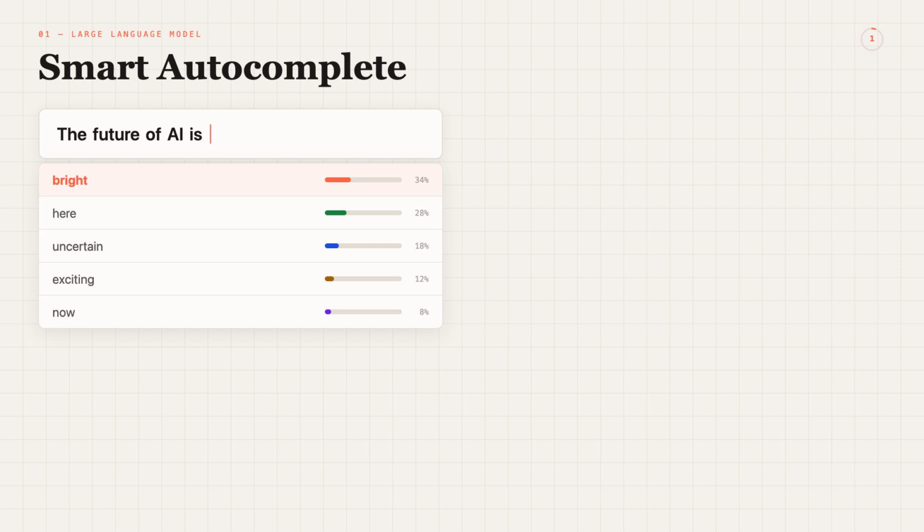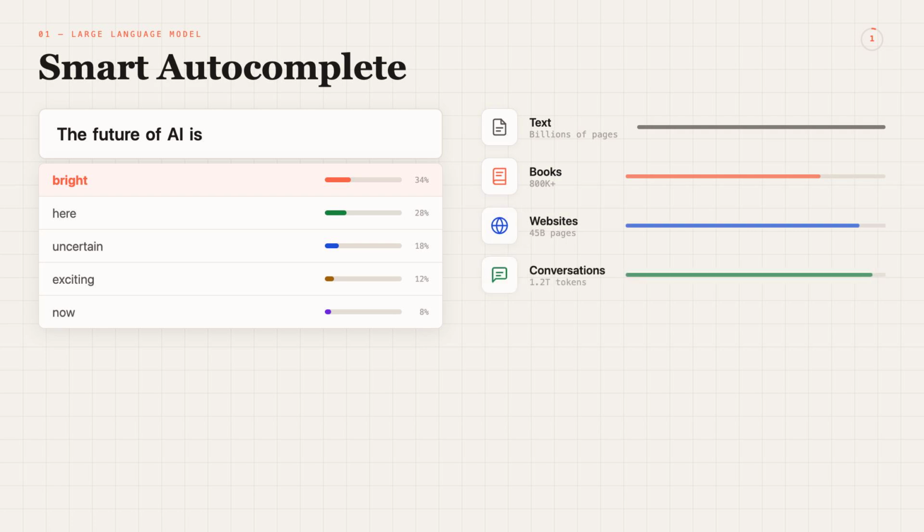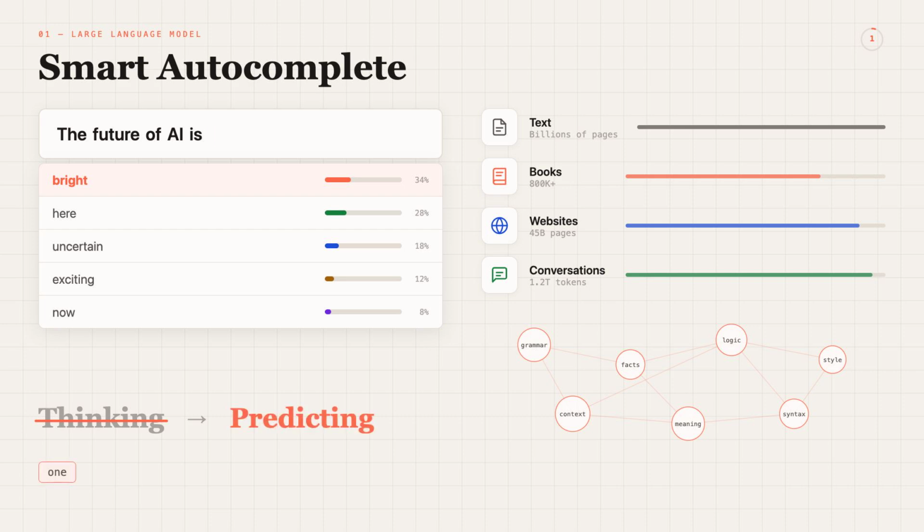Imagine a really smart autocomplete. You type a few words and it predicts what comes next. That's basically what a large language model does, but at a massive scale. It's read billions of pages of text, books, websites, conversations, and learned patterns in language. When you ask it a question, it's not actually thinking, it's predicting, one word at a time, what the most likely next word should be. And it's scary good at it.